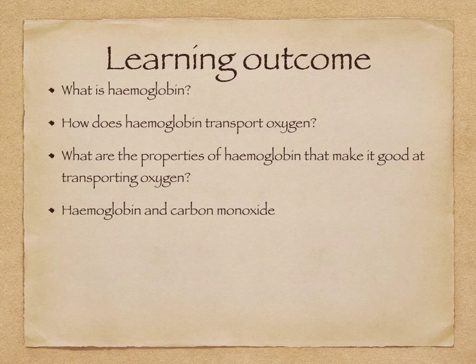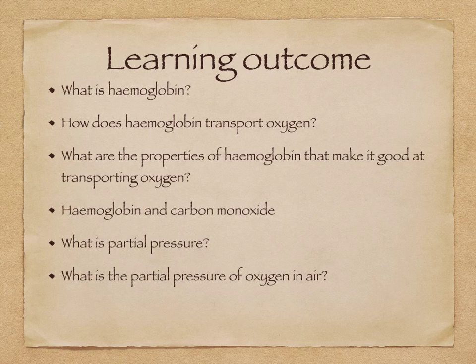We're going to discuss hemoglobin and carbon monoxide. What is partial pressure? What's the partial pressure of oxygen in air? And then finally, we're going to look at the oxygen dissociation curve and allosteric binding.